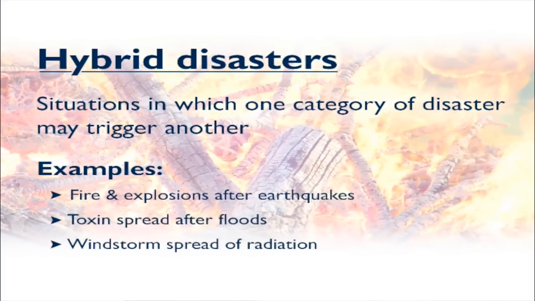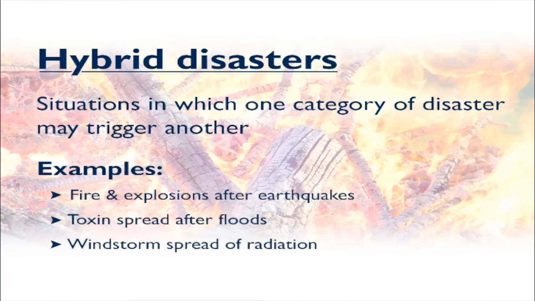I want to take a little bit deeper dive into this idea of hybrid disasters, because you may not have heard that in the past, and we're really seeing that as a modern phenomenon over the past century, of course. As technology has increased, we're seeing more of these mixtures of natural and technological disasters that result in this hybrid. A hybrid disaster is a situation in which one category of disaster may trigger another.